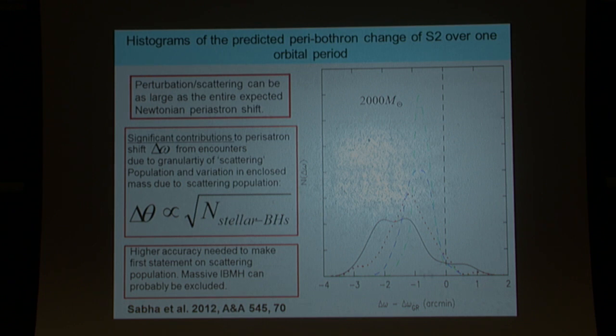However, if you look at the amounts, a few arc minutes, and the exactness, although I think significant, of our measurement, we can't make any statement about this, and higher significance is actually needed, or more precise measurements of the effects are needed to make a statement on the graininess of the dark matter around Sag star.